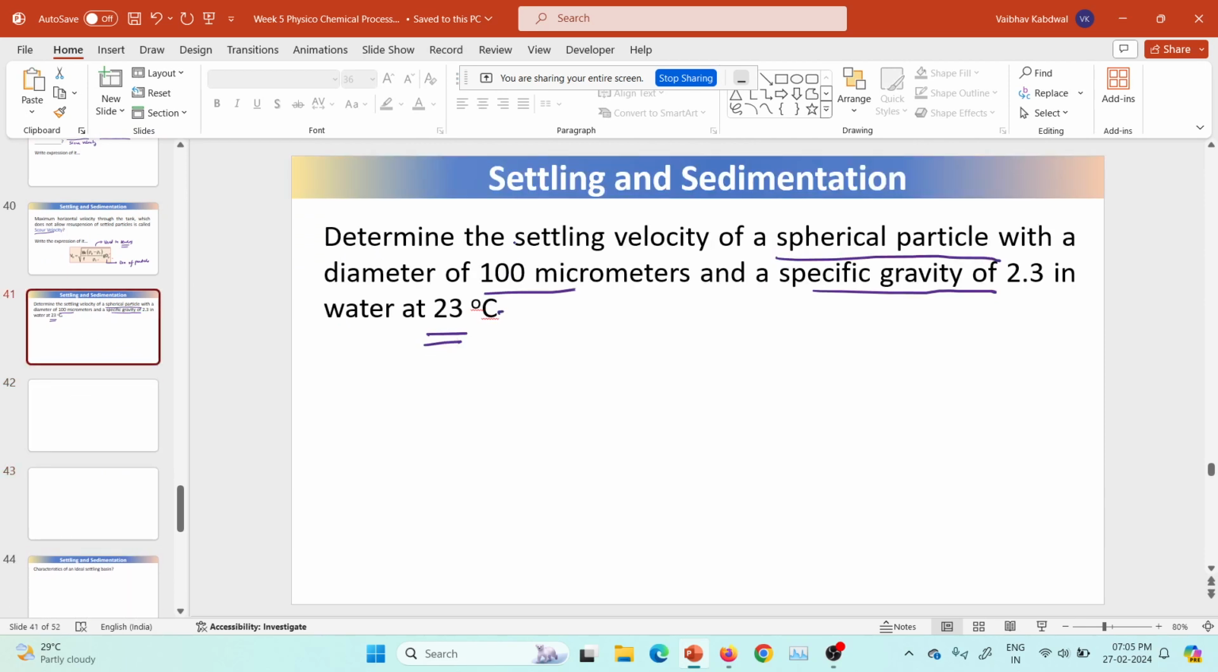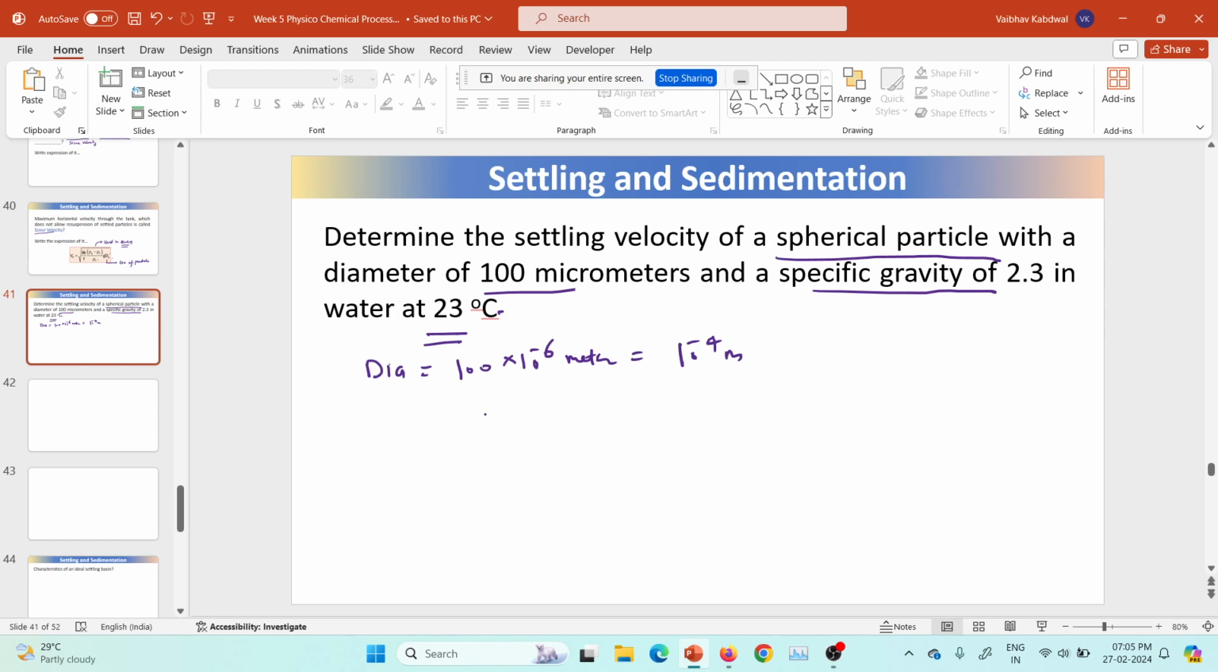So let's write whatever is given to us. Diameter is given to us. How much is the diameter? 100 into 10 to the power minus 6 meters. So let's write it in meters: 10 to the power minus 4 meters. Correct?